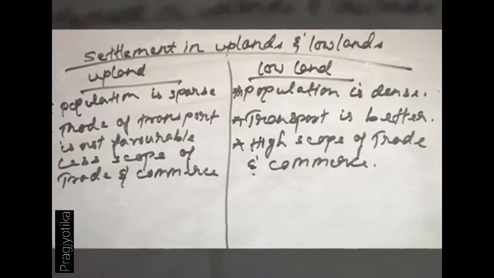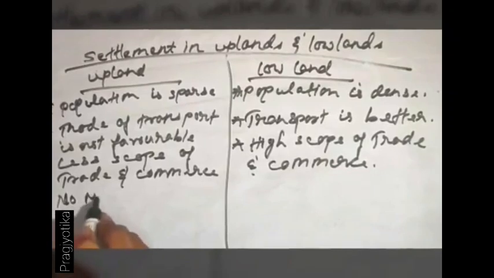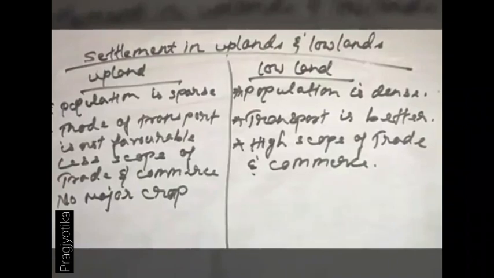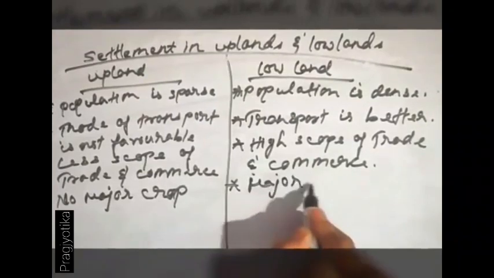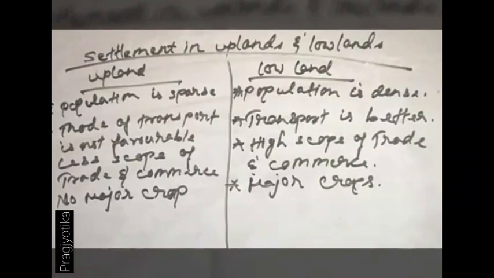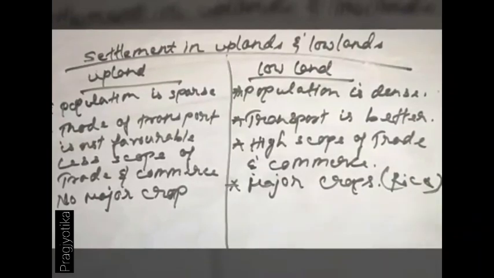Then let's add one more. In uplands, people do engage themselves in agriculture, but there is no major crop. They grow all kinds of crops, but they don't have any major crop. But in lowlands, we have some major crops which they grow in their fields. That is, major crop is what? Rice or wheat at some places.